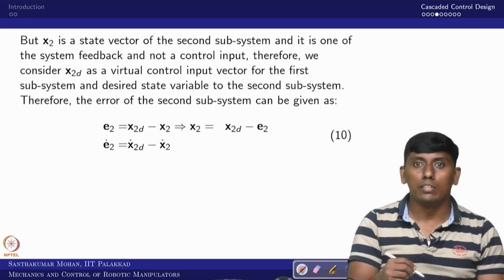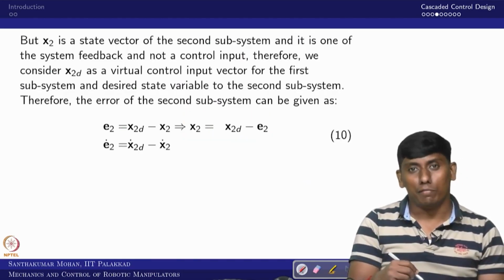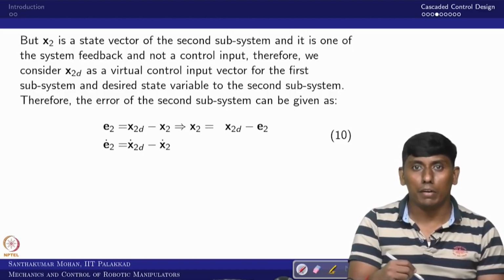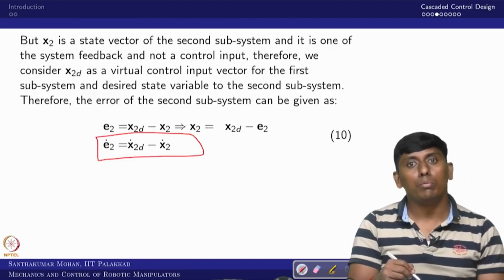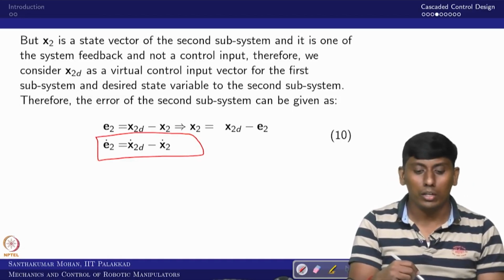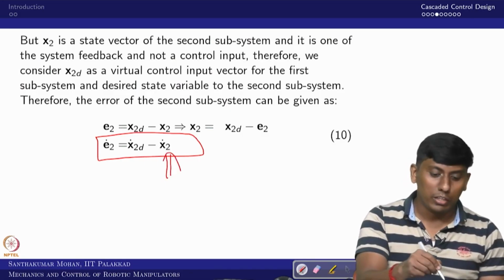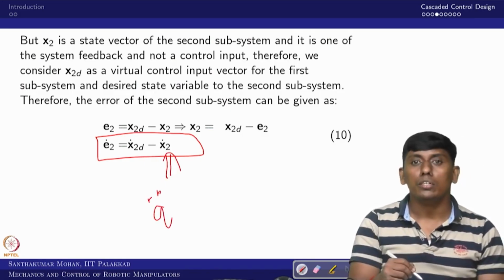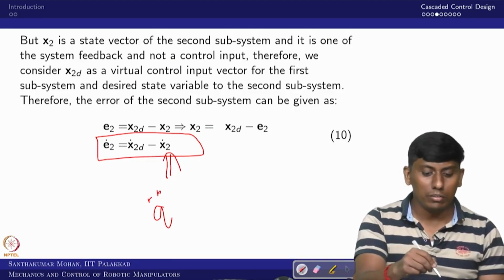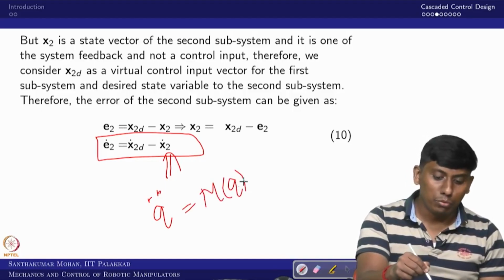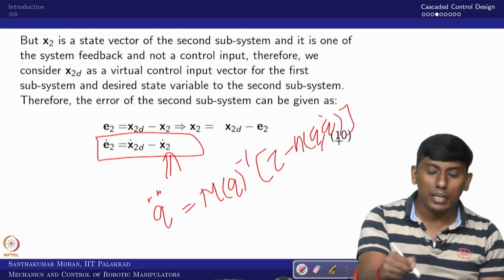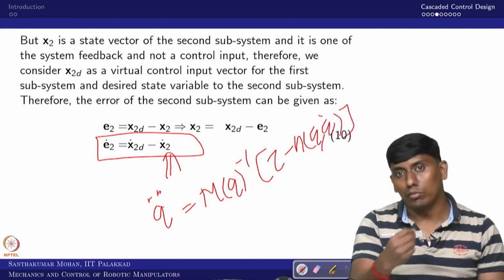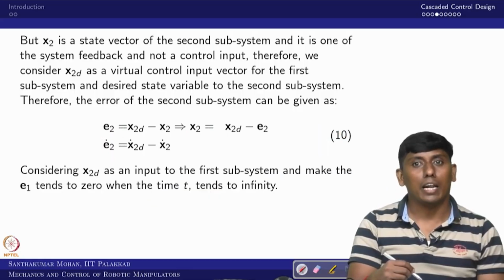Now if I substitute this into the first equation, the equation would be slightly different. Now I am taking the time derivative of this. E1 we know already. So the E2 dot is x2 dot desired minus x2 dot, but what is x2 dot? x2 dot is nothing but q double dot. If it is q double dot, we can write this as M of q inverse into tau minus N of q comma q dot, right. So that I can use. That is what we are trying to do.